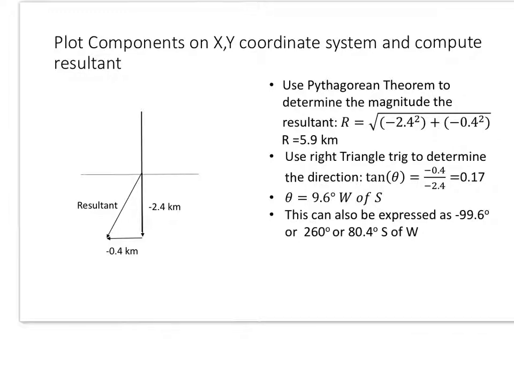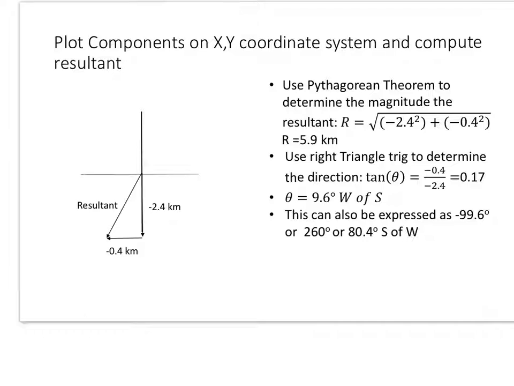Okay, so my task now is to compute the resultant, which is here, and I can do that by using the Pythagorean theorem. It's a right triangle. So what I need to do is compute this resultant right here. The resultant is going to be the square root of the sum of the x squareds plus the y squareds. Actually, I have them reversed here. This is y squareds and x squareds, but that doesn't really matter. So square them, take the square root, and the resultant here is 5.9 kilometers. So that's the resultant displacement.